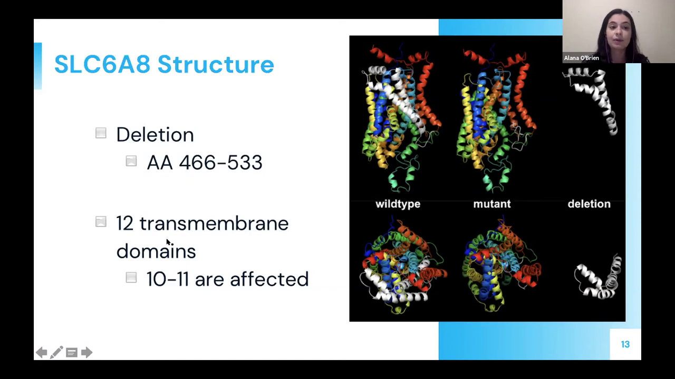And in a typical SLC6A8 protein, there are 12 transmembrane domains, and this deletion affects transmembrane domains 10 and 11. So two transmembrane domains are deleted out of 12. And so this has potential implications for what happens if the protein is translated.